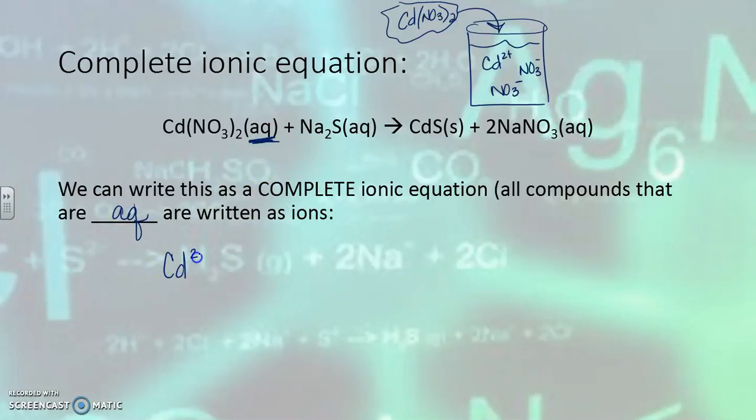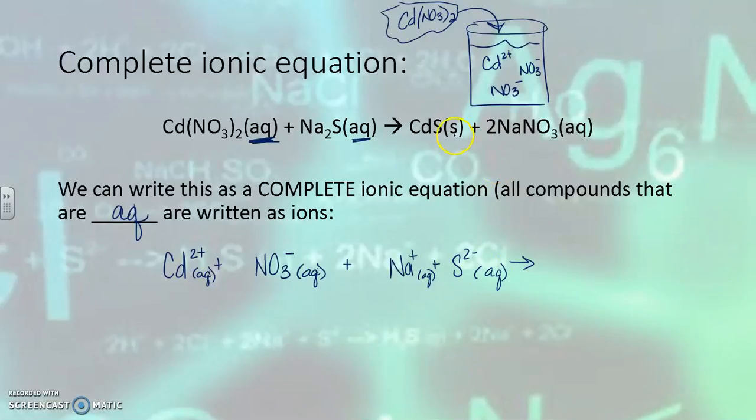So we have cadmium with a positive 2, and we have nitrate with a -1. And guess what? Those are aqueous, so we write AQ after it. Now you don't have to, but I do just to keep track of it. Okay, and then we also have sodium sulfide, AQ. So we've got Na, and we've got sulfur with a -2 charge.